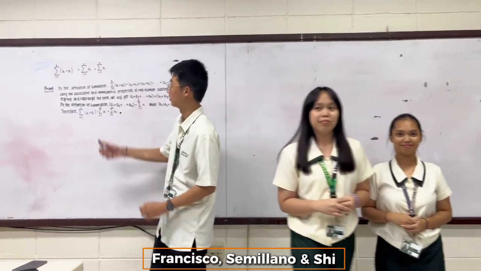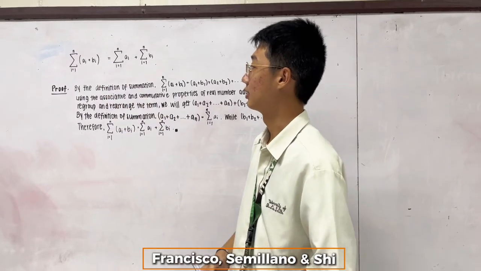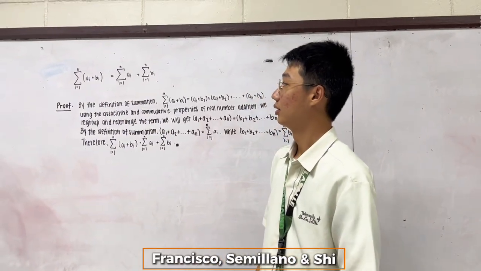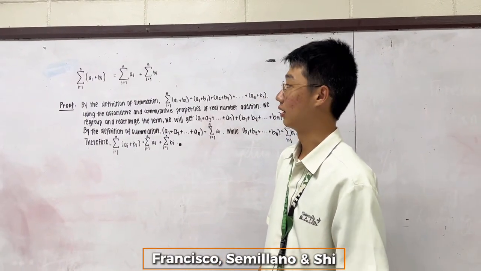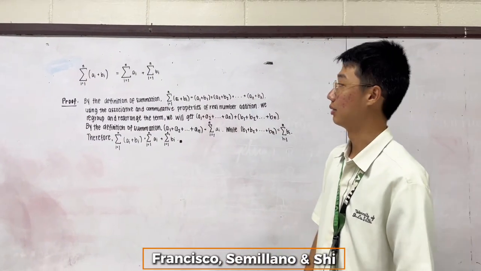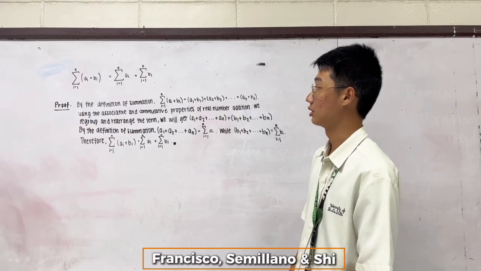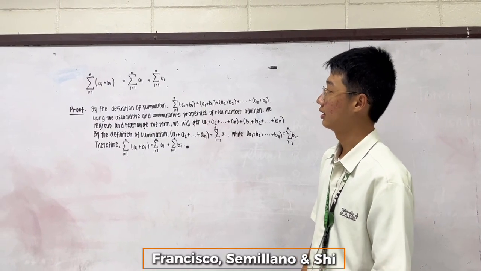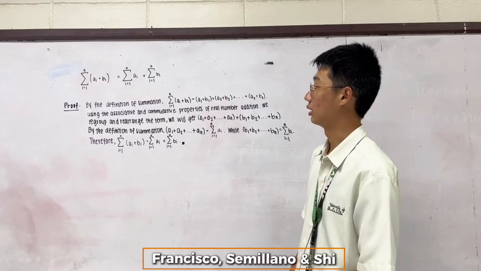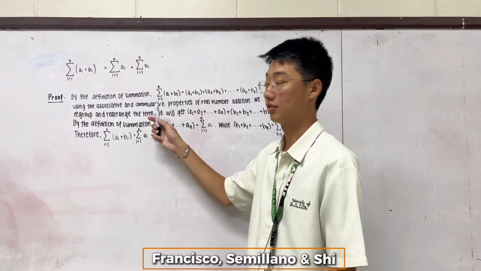So we will prove today that the summation of the quantity a sub i plus b sub i, where i runs from 1 to n, is equal to the summation of a sub i, where i runs from 1 to n, plus the summation of b sub i, where i runs from 1 to n. In proof of this, we use the definition of summation.